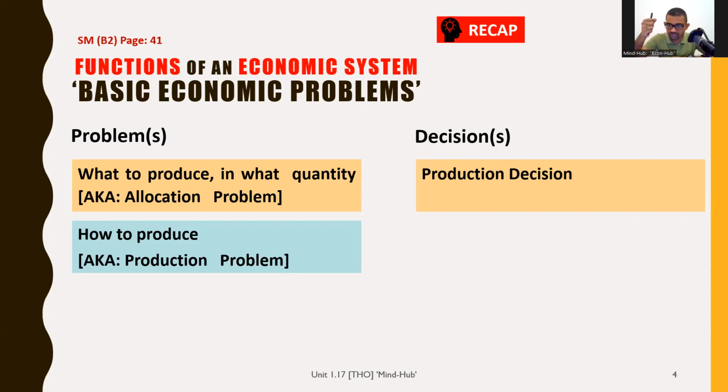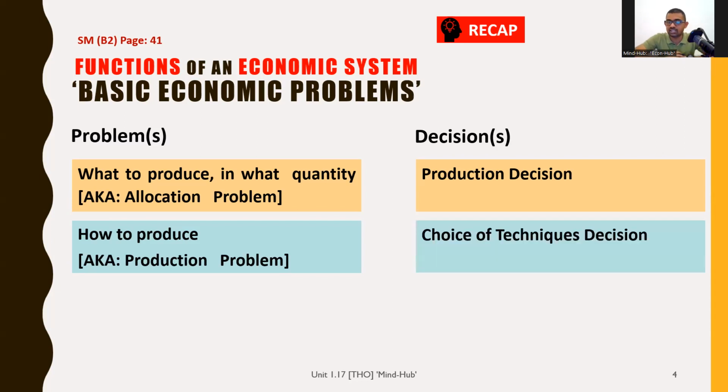So we have decided what kind of a cake to make. Now we have to decide how to make the cake, how to produce, which is a production problem, and the decision is called choice of techniques decision. Choice of techniques decision. What is the technique? What is the method we are going to use? Are we going to use more labor or more capital? Right. Now we have decided what kind of a cake to produce. We have decided how to produce the cake.